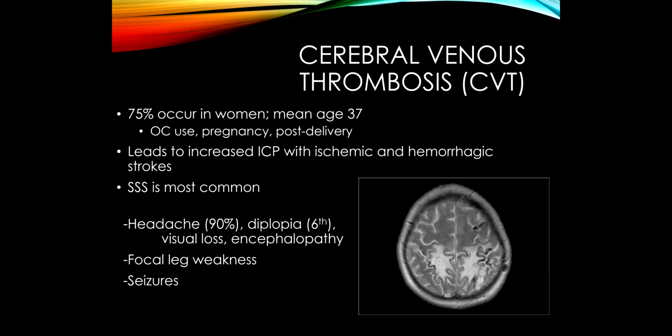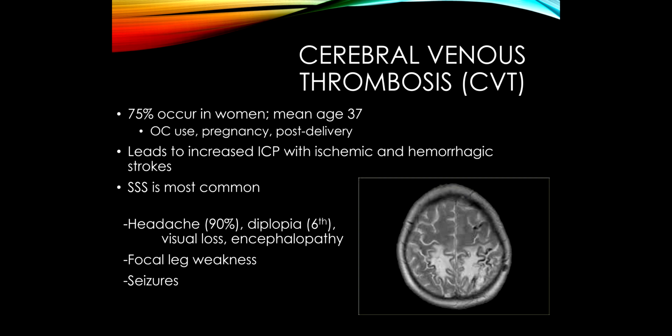And so this has a very dramatic presentation from occlusion of the superior sagittal sinus. Now you have all this pressure that backs up. And so we get these ischemic and hemorrhagic infarcts right along the midline. Okay? And so this will cause frequently headaches, double vision because you've got increased pressure that causes sixth nerve palsy. It may cause visual loss from papilledema. And with this increased pressure, you may have a confused patient.